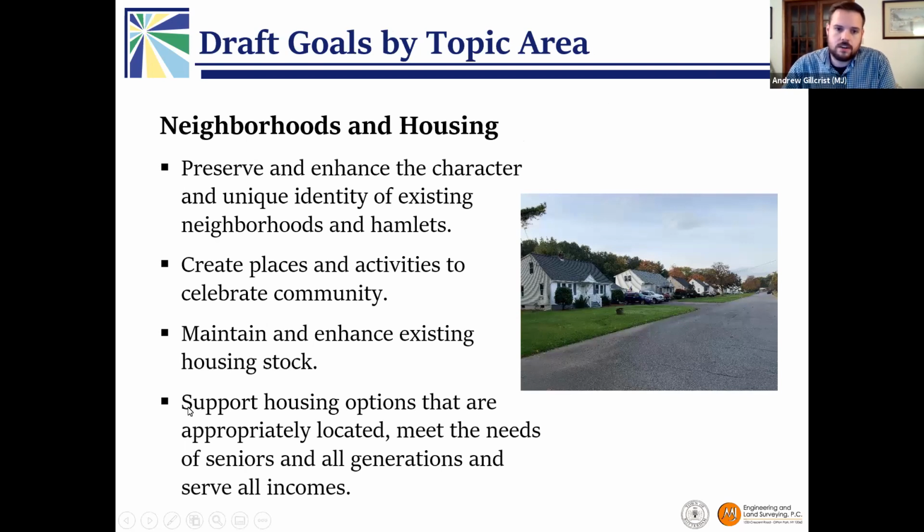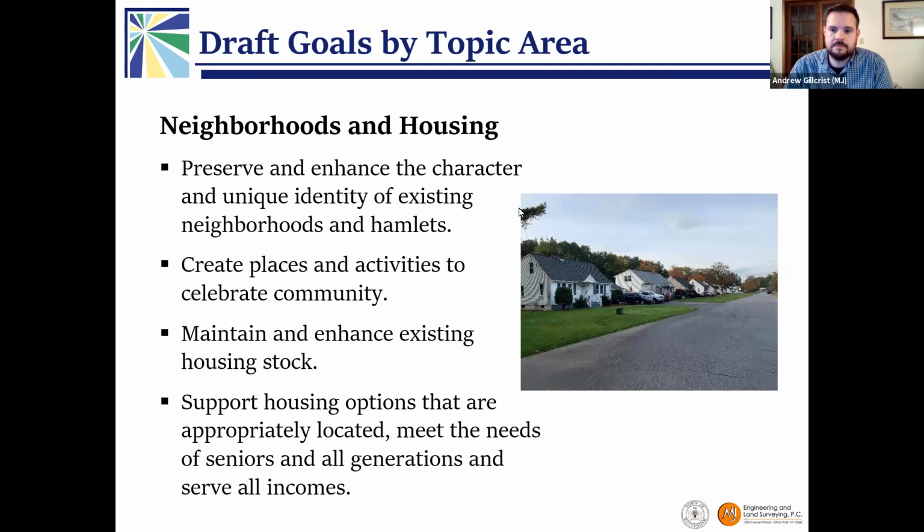The goals that are associated with neighborhoods and housing include the following: preserve and enhance the character and unique identity of existing neighborhoods and hamlets, create places and activities to celebrate community, maintain and enhance existing housing stock, support housing options that are appropriately located, meet the needs of seniors and all generations, and serve all incomes.